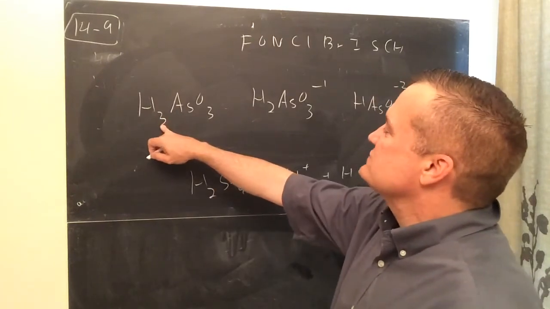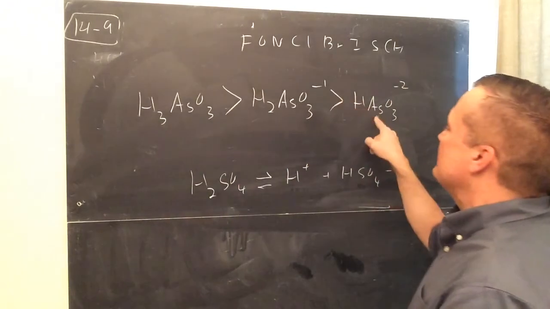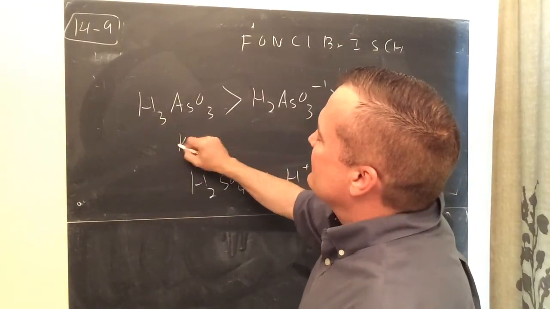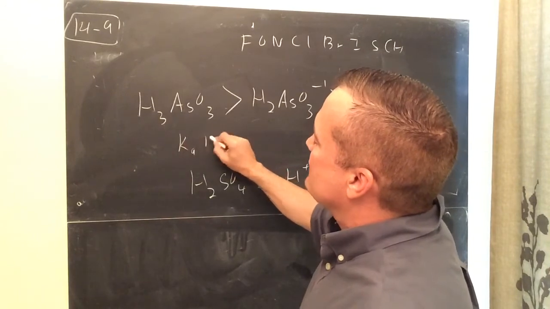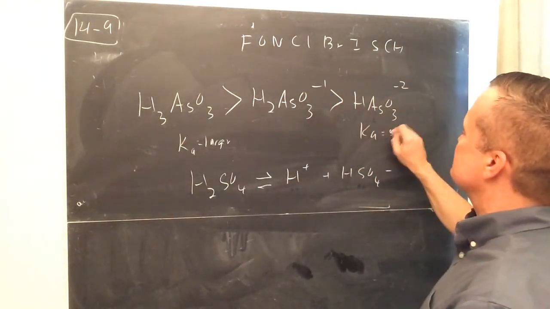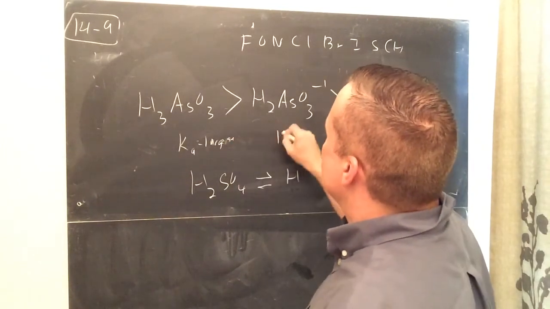So the first H comes off. That will be the strongest. That'll be weaker, and that'll be the weakest of all the acids. What do I mean by weaker and weakest? The Ka value of this will be larger, but the Ka for this will be smallest of all of these. I'll put the largest, and that will be the Ka in the middle.